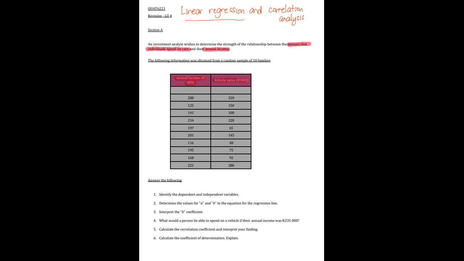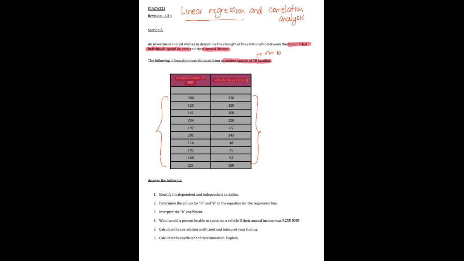So this is the information that was obtained from a random sample of 10 families. So automatically, before even moving on, from that information, they said to you there was information based on the spending habits basically of 10 families. This would tell you that your sample size n is equal to 10. So now we look at the information in the table. As you can see, your annual income in the first column, and then the amount spent on a vehicle in the second column, or the value of the vehicle in the second column.